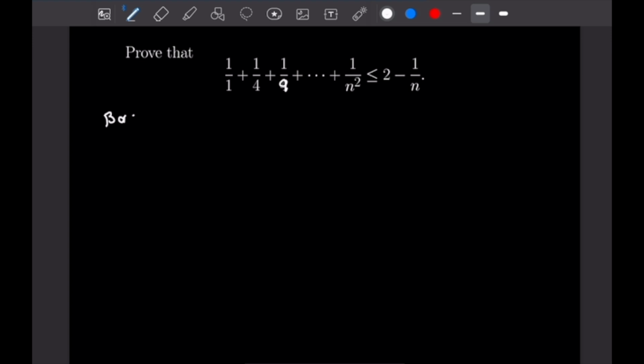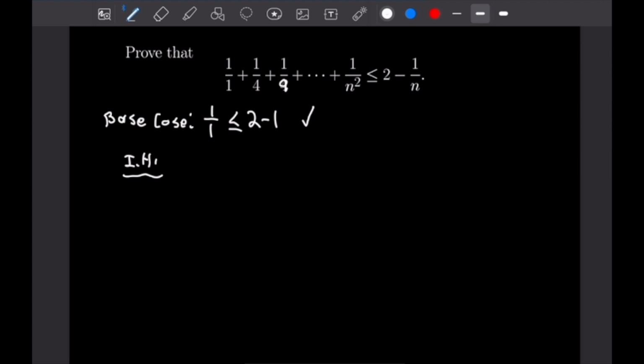So our base case for this one is just going to be when n is equal to 1, which will give us 1 over 1. And is that less than or equal to 2 minus 1? It is, in fact, equal to 2 minus 1, which is sufficient to prove our base case. Great. So now we'll write out our induction hypothesis.